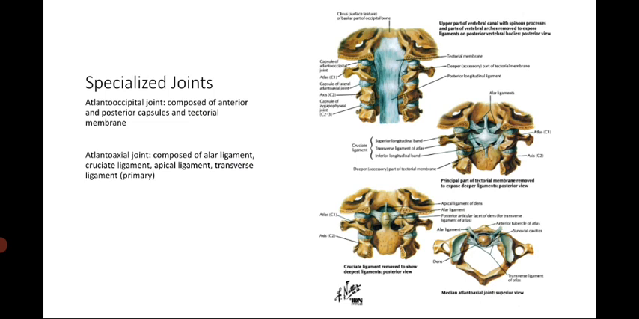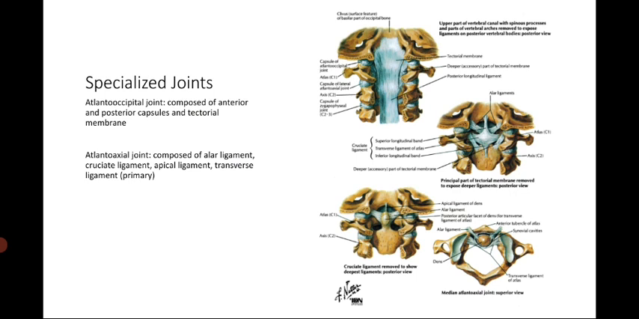Now we have the specialized joints for the spine. The first one would be C0-C1 or the atlanto-occipital joint. It is composed of two capsules, anterior and posterior capsule, and of course the tectorial membrane. And then we also have the atlanto-axial joint, which is composed of the alar ligament, the cruciate ligament, the apical ligament, and most importantly, the transverse ligament.